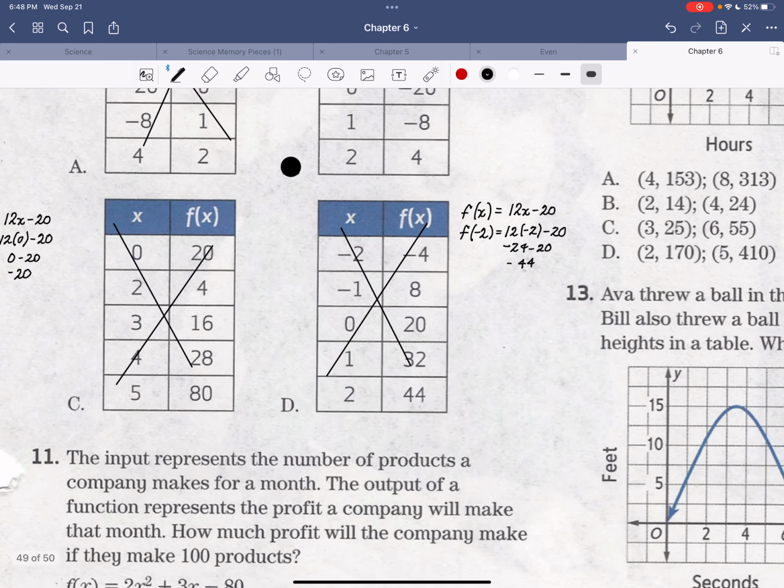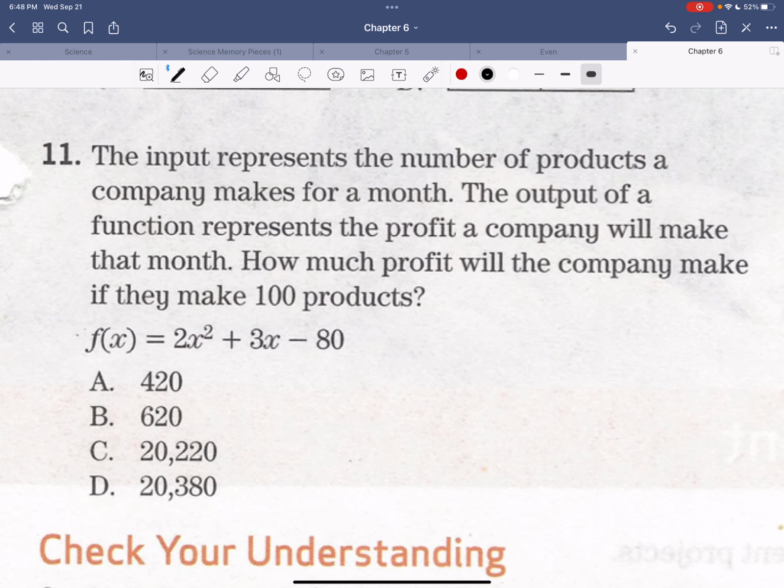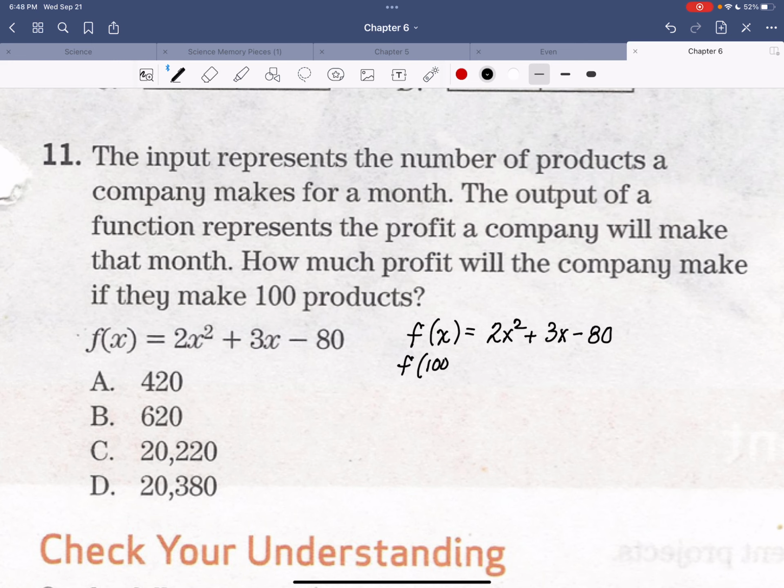All right, number 11. The input represents the number of products a company makes for a month. The output of a function represents the profit a company will make that month. How much profit will the company make if they make 100 products? So we have the profit function, f of x, equals 2x squared plus 3x minus 80. And we are going to input 100 products.